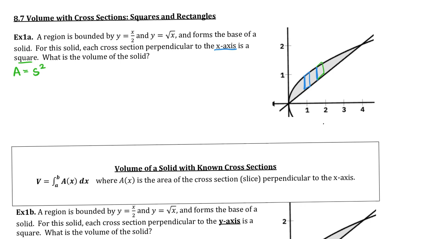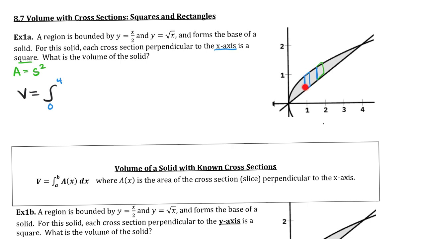Okay, so we're going to find the volume. To find volume, we're going to integrate the area of the square. Since I am perpendicular to the x-axis, I'm differentiating with respect to x, so my boundaries with respect to x are going to be x equals 0, 2. It looks like x equals 4. If I wasn't sure, I could set the two equations equal to each other and solve. And then I want the side of the square squared.